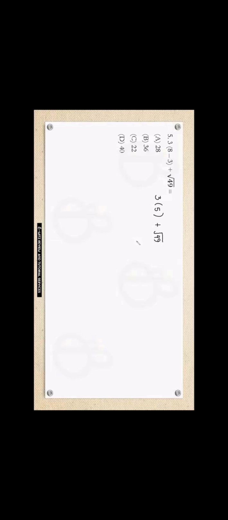Now you can simplify this simultaneously. We know that the product of 3 and 5 is 15. Then the square root of 49 is 7. Finally, adding these two will give us letter C as our answer. The other choices are incorrect here because they don't follow the correct order of operations or miscalculate the square root.